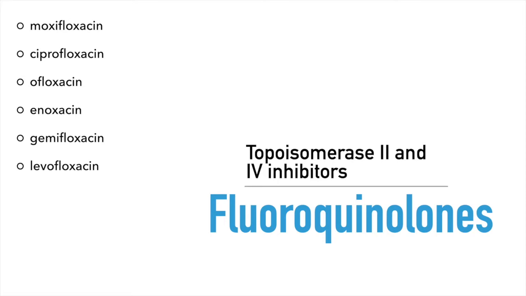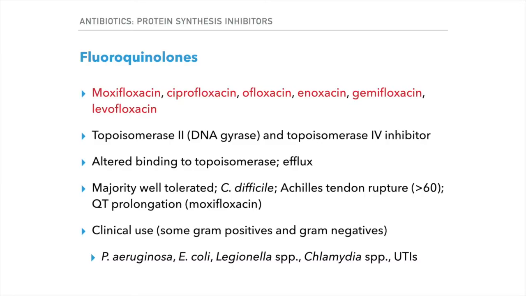Now, the fluoroquinolones act as topoisomerase 2 and 4 inhibitors, and they are listed over here at left, and they include the drugs moxifloxacin, ciprofloxacin, ofloxacin, enoxacin, gemifloxacin, and levofloxacin. So let's dive into the details of the fluoroquinolone drug class.